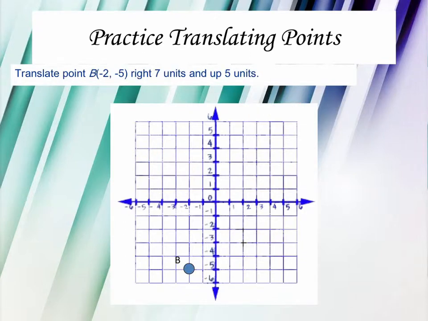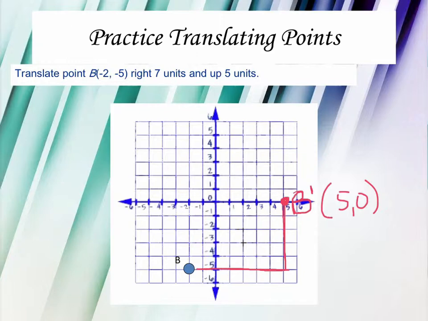Here's another one for you to practice. We have the point B at (-2, -5) here. I'd like you to translate this point to the right 7 units and up 5 units. Go ahead and draw the graph, translate the point, and then resume the video when you're ready to see the correct answer.